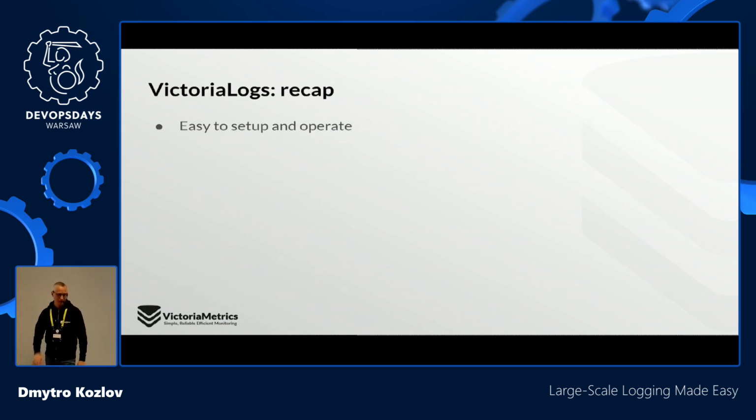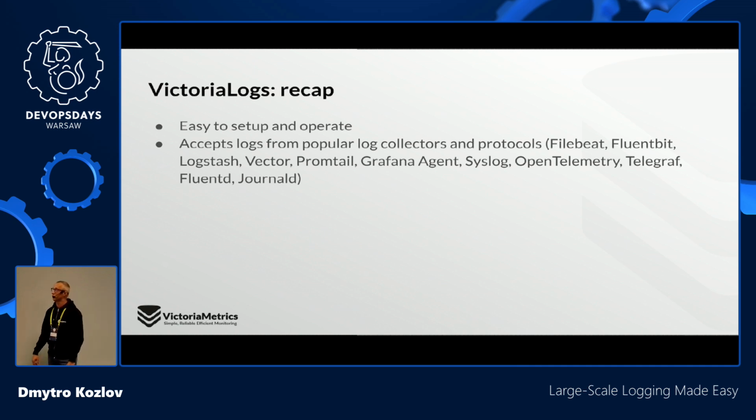So what I want to tell you about VictoriaLogs is that it's easy to set up and operate. You can check our official documentation. You can try it. We have Helm charts. We have a Kubernetes operator for it, and also we have just binaries. And you can try to build it via Docker. If you need it, I can show you after the meeting how you can get it. It accepts logs from different log collectors and protocols. You can see most of them, and you can find in our Helm charts and our repository many implementations with these log collectors.